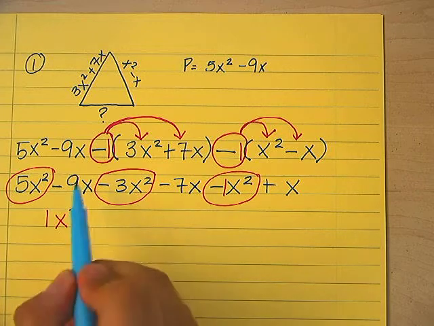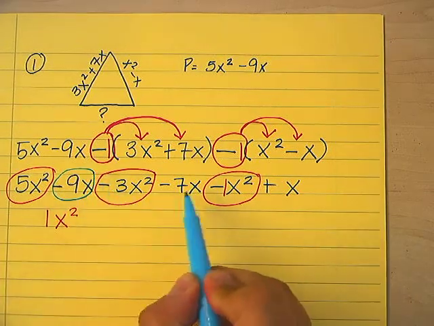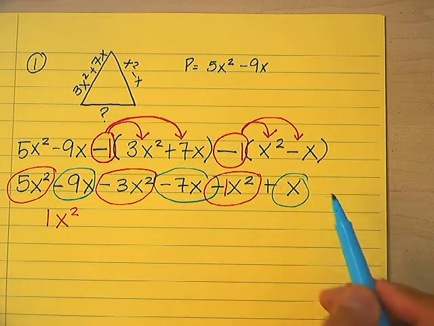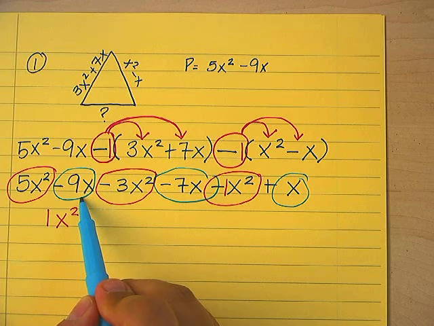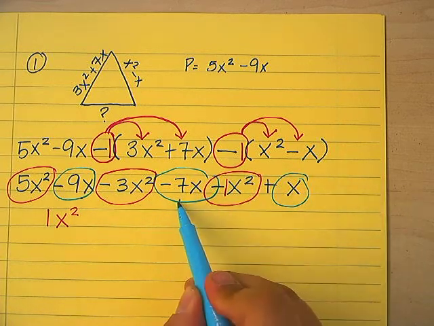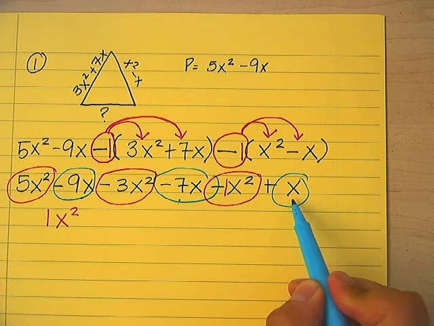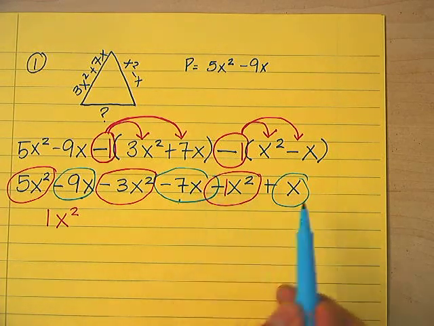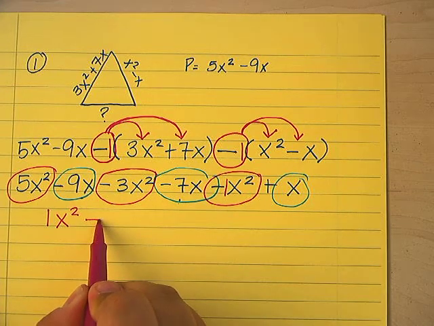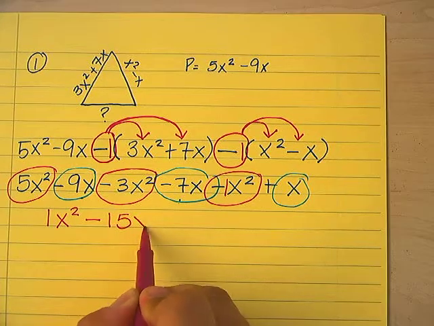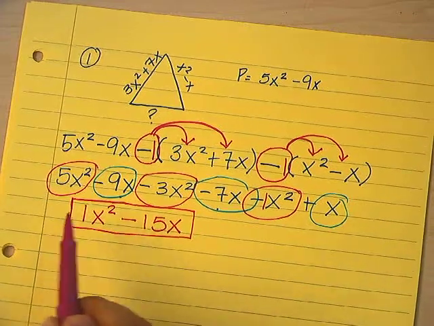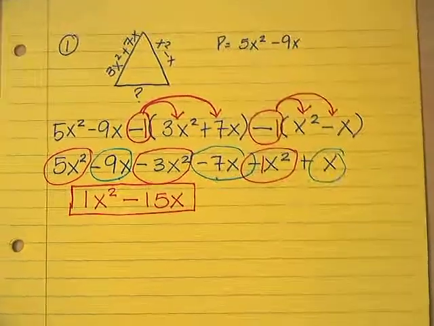Okay? Now I want to combine the x's. I have a negative 9x, a negative 7x, and I have a positive x. So I have negative 9x plus negative 7x, which gives us negative 16x, plus 1x, which gives us minus 15x. So we're going to have 1x squared minus 15x. Okay, and that's your answer. That's the missing side.